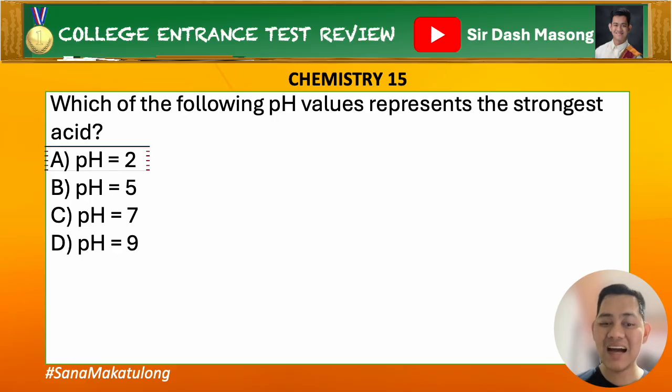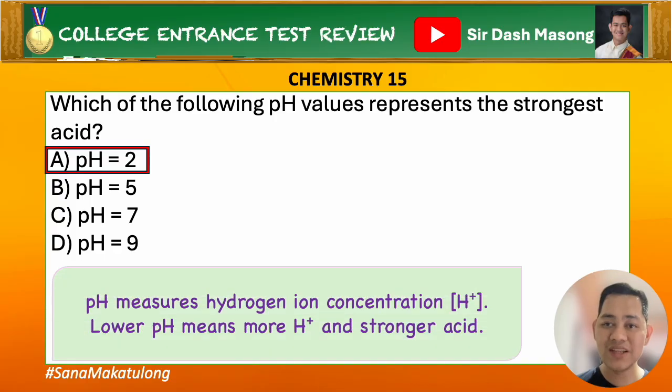Alright, the correct answer is letter A, pH equals 2. Recall, yung pH, it measures the hydrogen ion concentration. It's the power of hydrogen. Pag lower yung pH, it means more H and stronger acid. Yung scale, it runs from 0, yung very strong acid, to 14, very strong base naman. Yung pH na to ay acidic, pati na rin yung 5. Yung 7 naman is neutral, at yung 9, basic na siya.